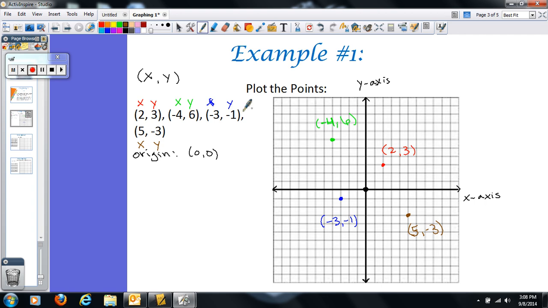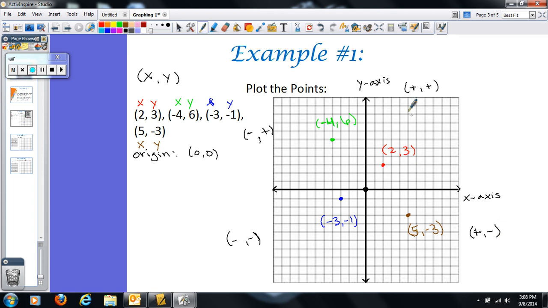Okay. Something else you need to remember, in this quadrant here, both values will always be positive. In this one, your x is negative, your y is positive. This one, they're both negative. And then this one, x is positive and y is negative.